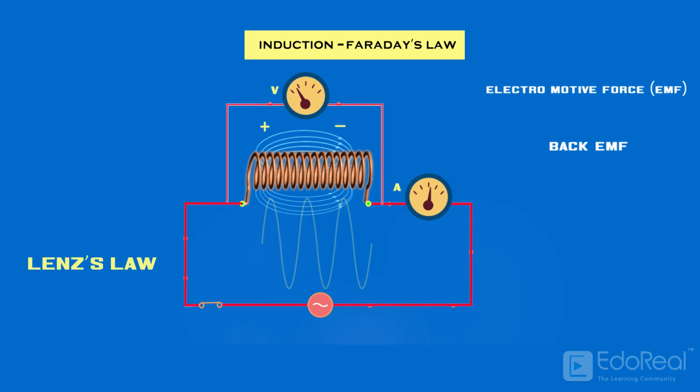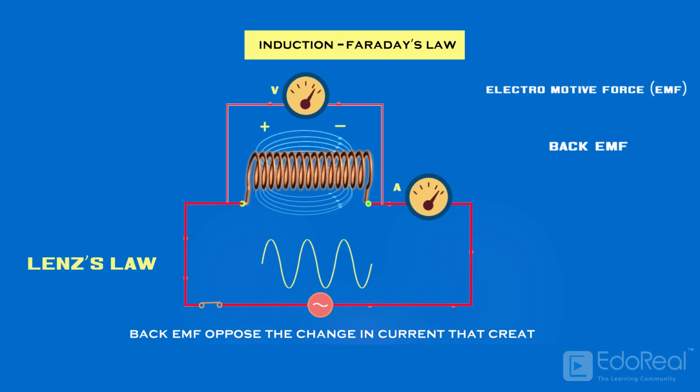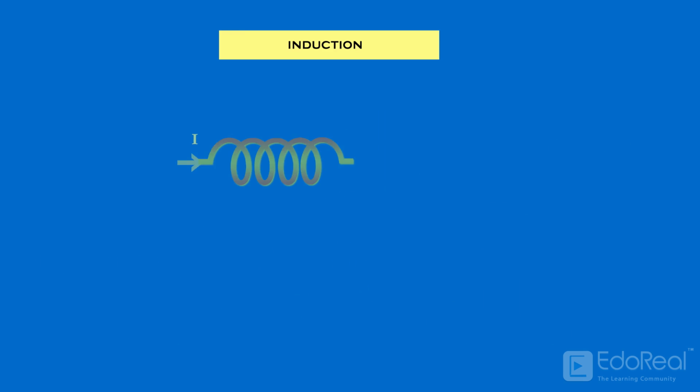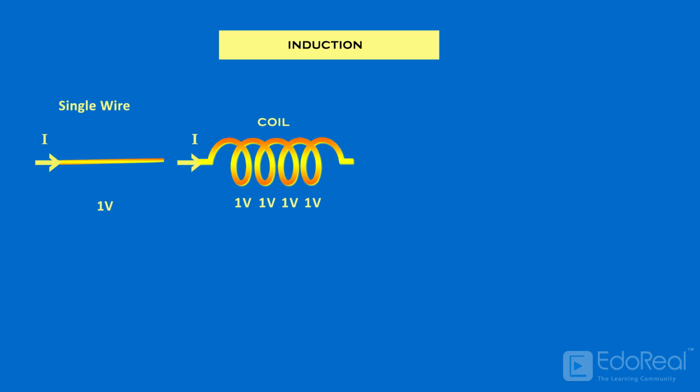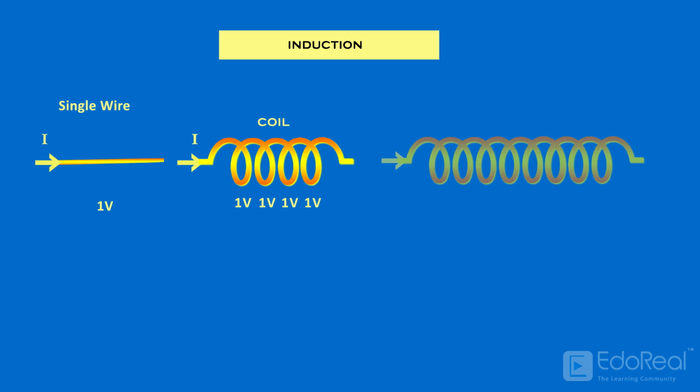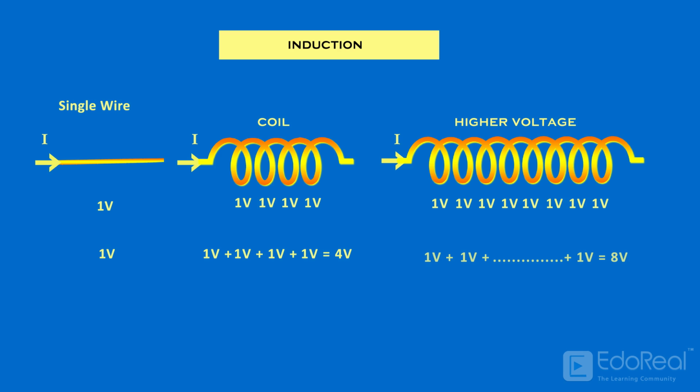According to Lenz's law, the induced voltage, or back EMF, in the circuit will oppose the change in current that created it. Each turn in the coil has the same voltage induced in it as a single wire conductor. So, if a conductor has more turns, then for the same amount of alternating current, the magnetic field induces higher voltage in the conductor, because the voltage of each turn adds up.